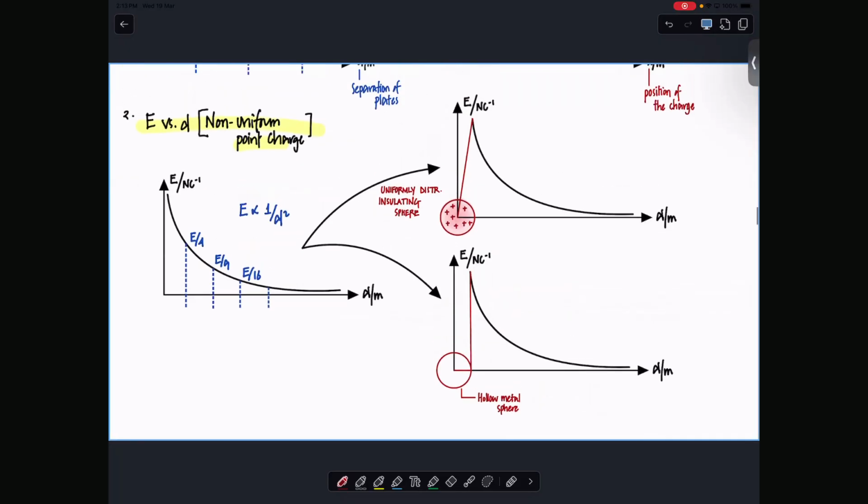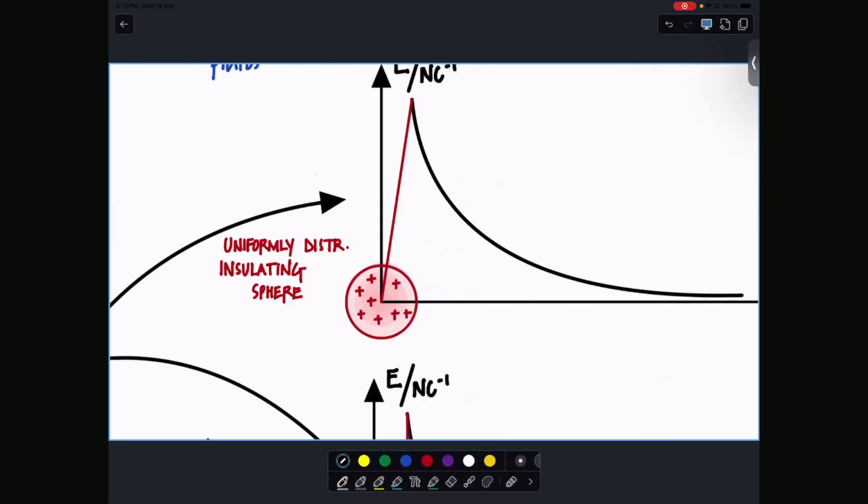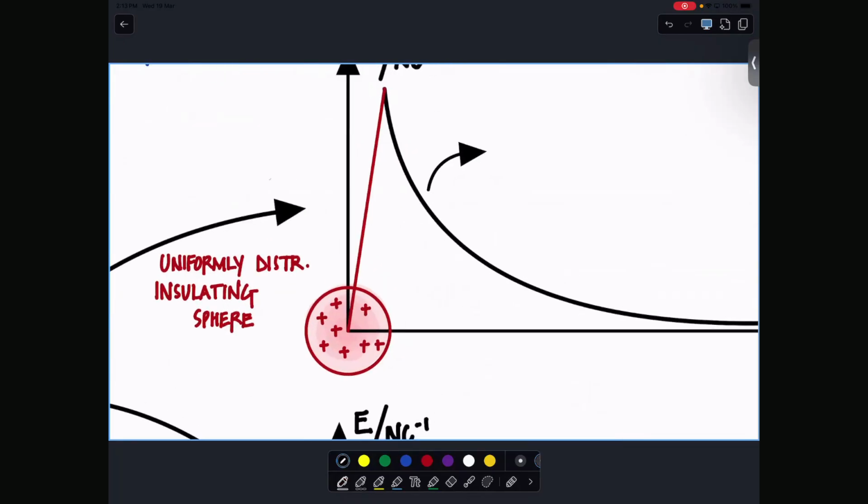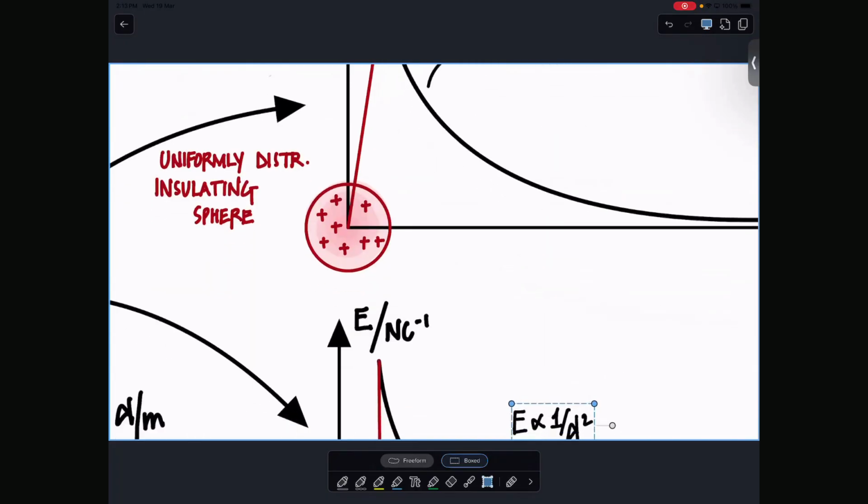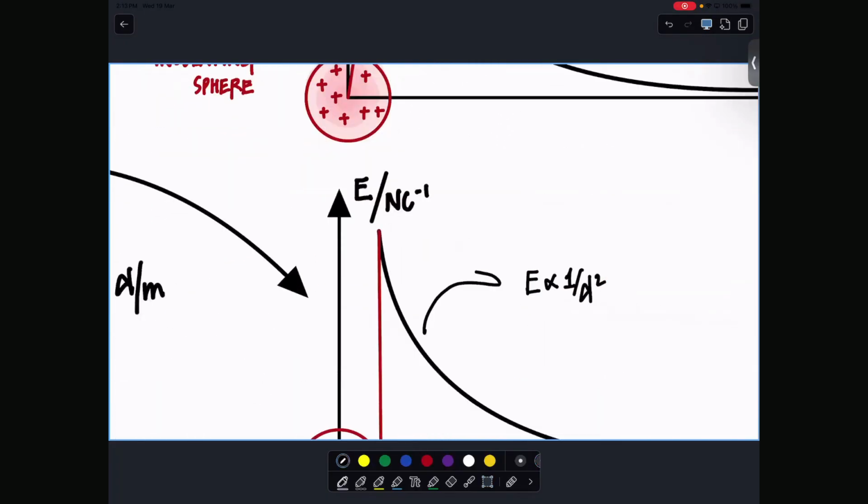Now, for both of these graphs, let me clarify one thing. Outside the sphere, they all follow what law? Inverse square law. So you have to know this, because inside the sphere there is no mathematical implication on the syllabus.